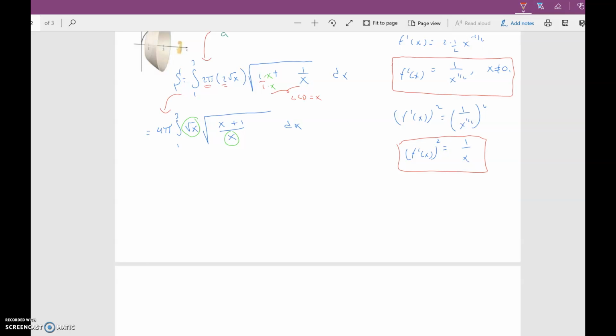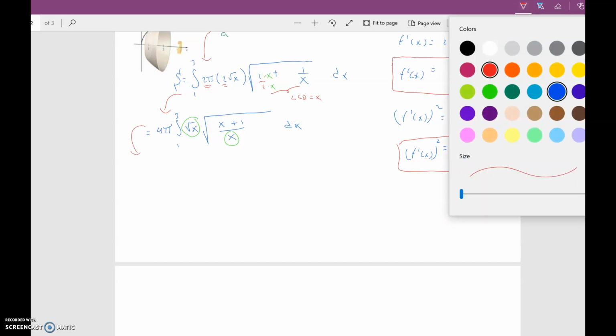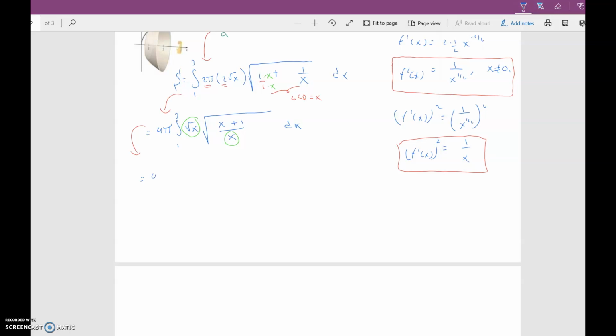Now you can't cancel those yet. Technically, you have to do the following operation. So we still have 4 pi integral from 1 to 3 of the square root of x, and I'm going to separate the roots. So you technically have x plus 1 over the square root of x dx. And then at this point, those cancel. So we're left with this being equivalent to 4 pi integral from 1 to 3 of the square root of x plus 1 dx.